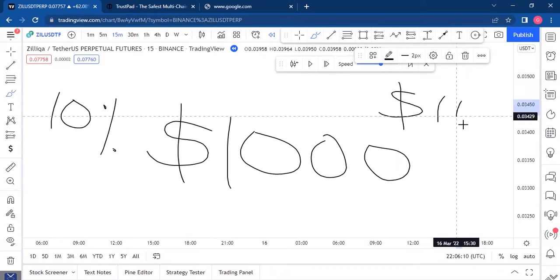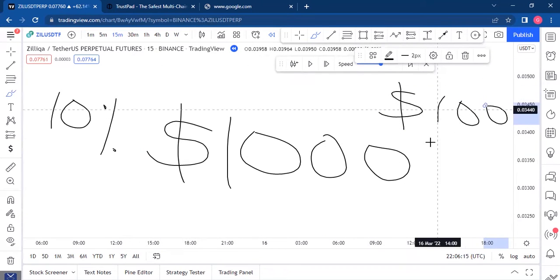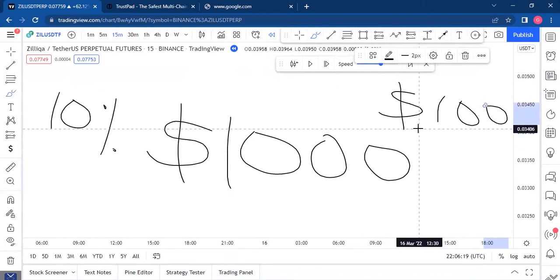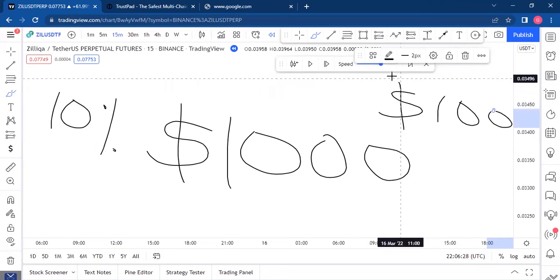Because what you're trying to do is build your portfolio, you're not trying to dash money into the market, you're trying to make money off the market. So using 10%, which is $100 per trade, is still fair to me. I will show you the reason why 10% is still fair to me.